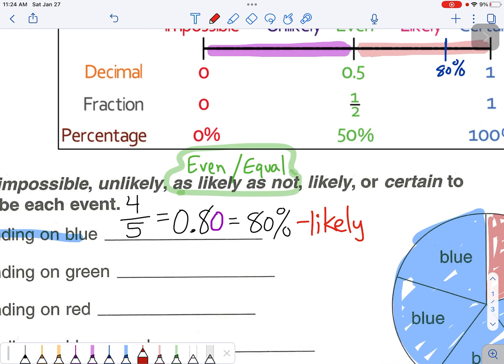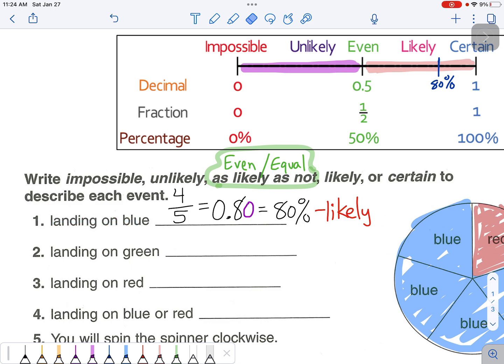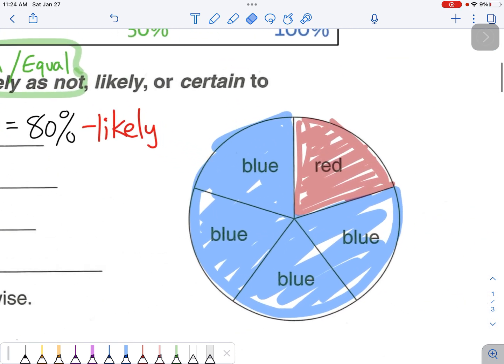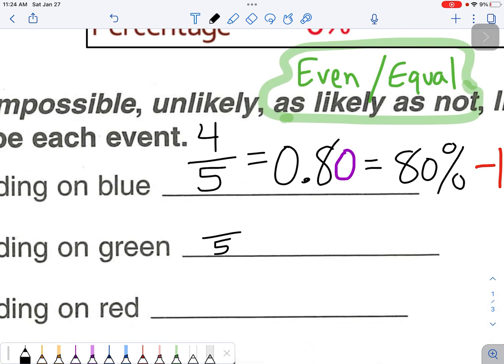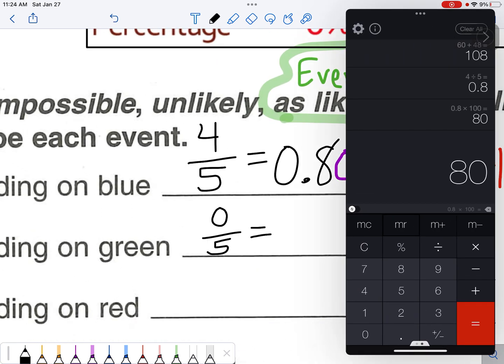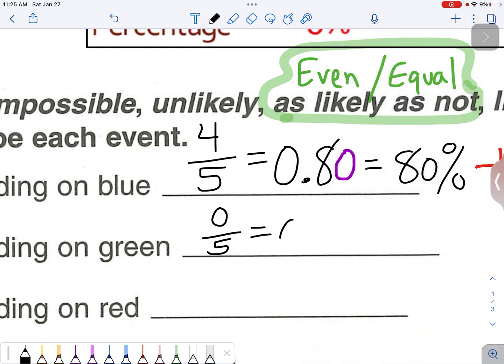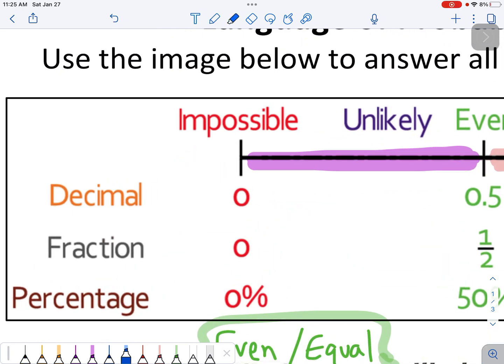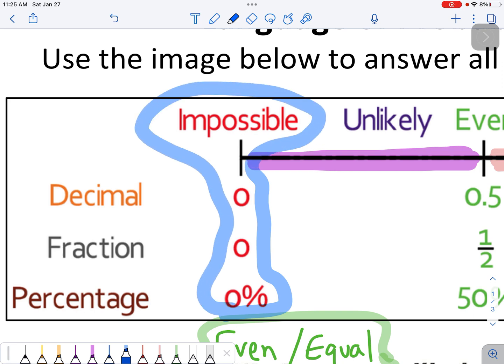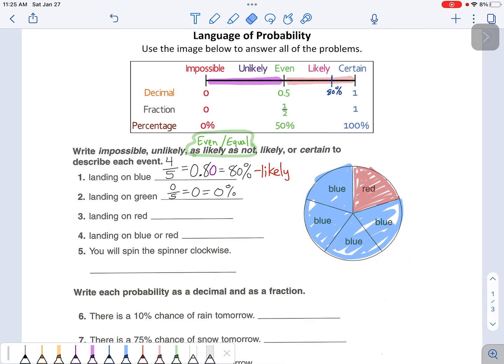Okay, if we look at the next one, it says landing on green. Uh-oh, there's no green. So that would be the fraction 0 out of 5. You can put that in your calculator if you need to. 0 divided by 5 is 0. Right? And if I multiply by 100, it's still going to be 0%. Because it's impossible. Looking up here, it is impossible. And why is it impossible? Because there is no green on that spinner. Right, so that's how you do the first section.